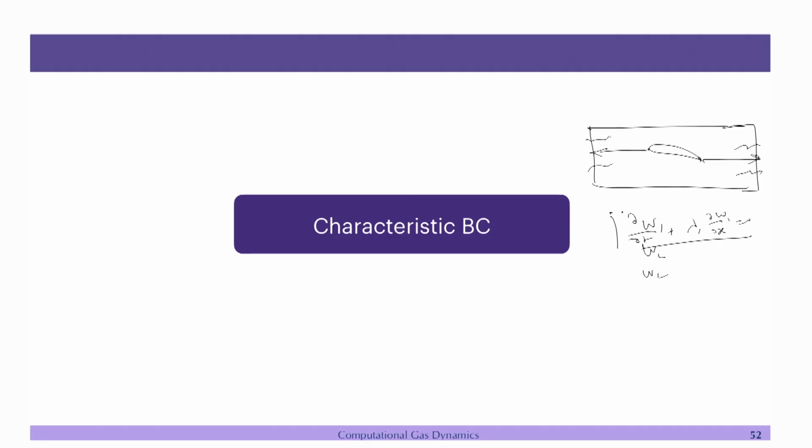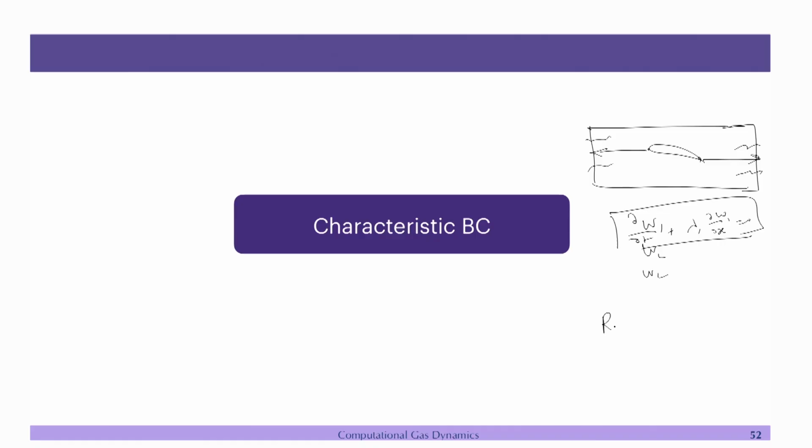So, you can solve these equations directly at the inlet and outlet for different characteristic speeds, and they are called the characteristic non-reflective boundary conditions. There is another easier way to use those boundary conditions, and it is based on the same Riemann invariant that we discussed earlier: the Riemann invariant based boundary condition. So, let us look at it.